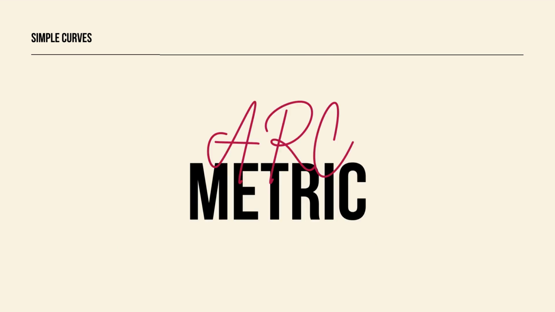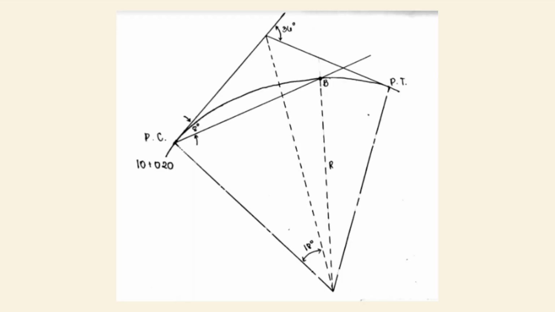Let's solve the problem using the arc basis in the metric system. To do so, we need to illustrate our problem and put the given in their corresponding spots. In the figure, 36 degrees is the central angle, 8 degrees is the deflection angle, and 18 degrees is I over 2. B represents the point which intersects with the line making a deflection angle with the tangent through the PC.